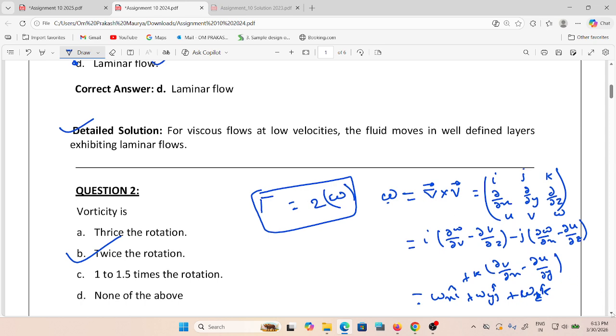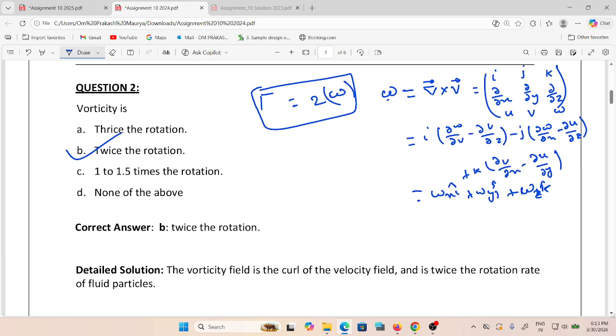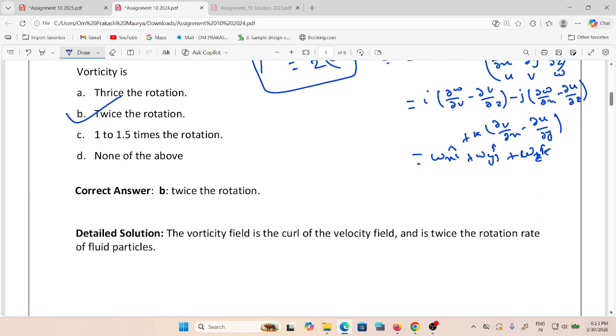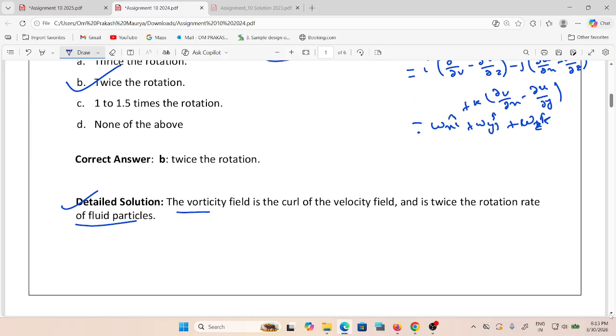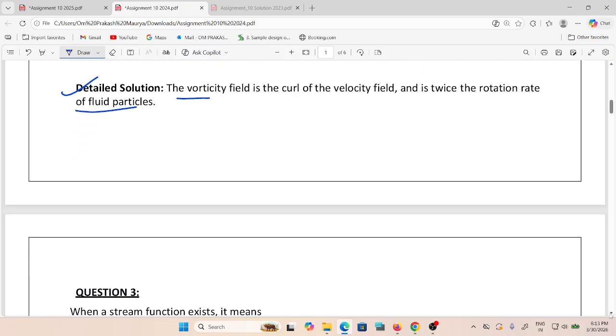Now we'll move on to the next question, question number 3. Here in the detailed solution it is written: the vorticity field is the curl of the velocity field and is twice the rotation rate of fluid particles. Just the definition is written.